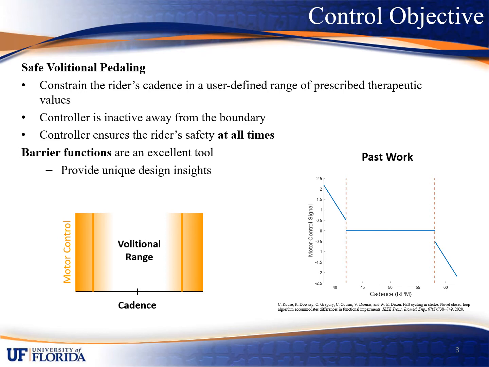On the right, we see past work from our group with a similar control objective. The controller in this work was inactive on the entire interior of the safe range, while there was a discontinuous jump in control effort on the boundary of the range. The disadvantage of this approach is that it results in abrupt control action. A contribution of the current work is that we design a continuous controller using a systematic approach.